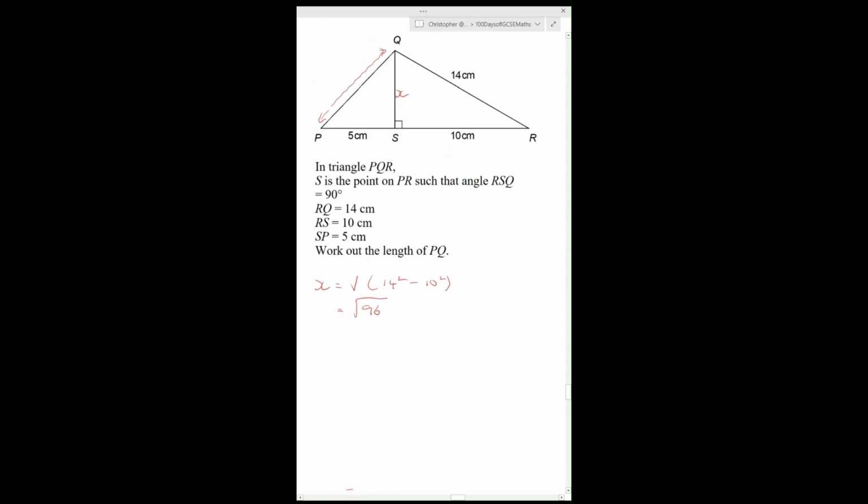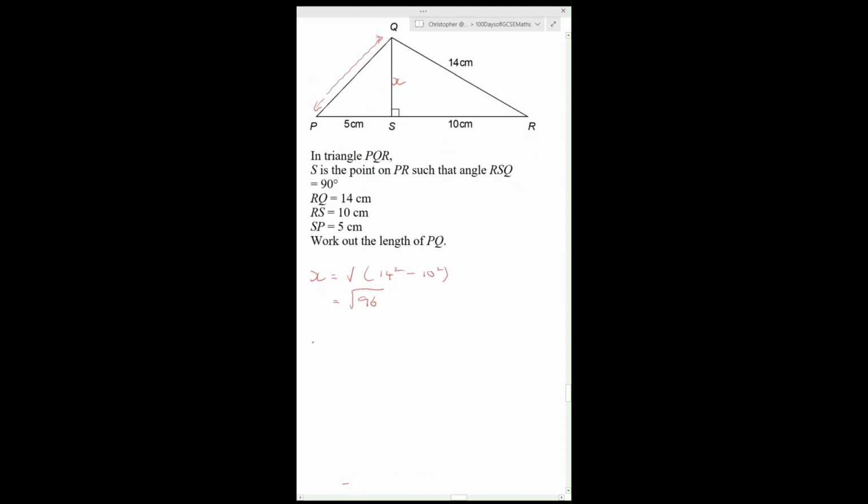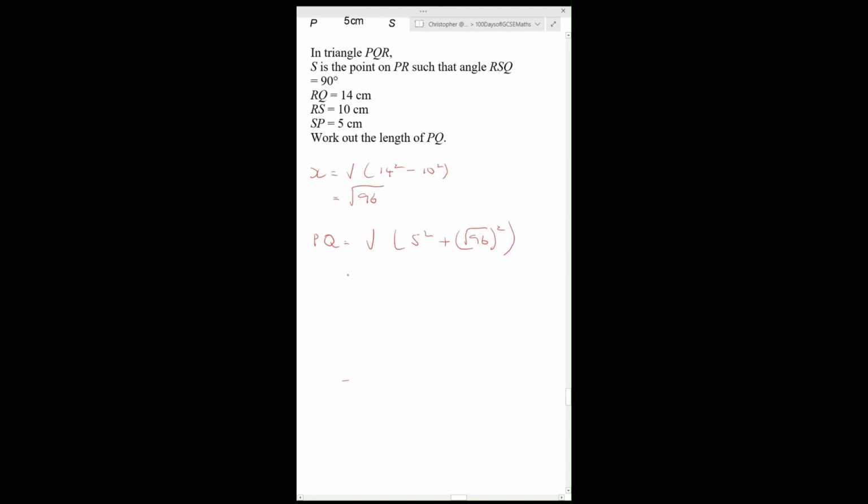Now let's have a look at the left-hand triangle. So QP, or PQ, is going to be the square root of 5 squared plus root 96 squared. So that's going to be the square root of 25 plus, well, the square root of 96 squared is 96. So that's simply the square root of 121. So that means that PQ is 11.